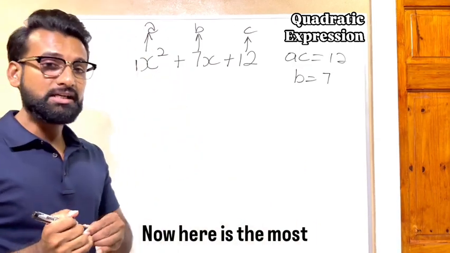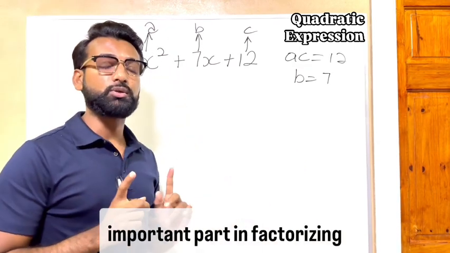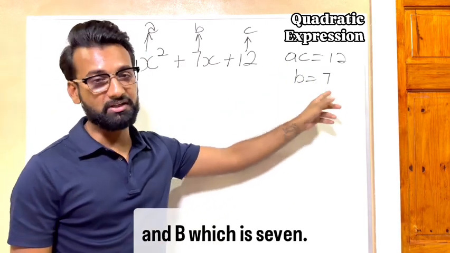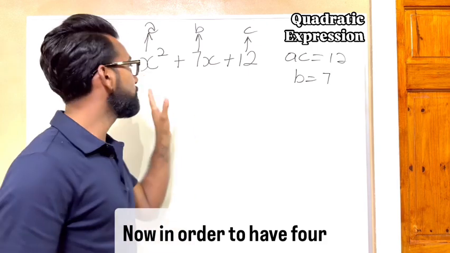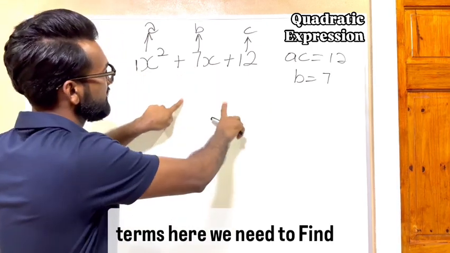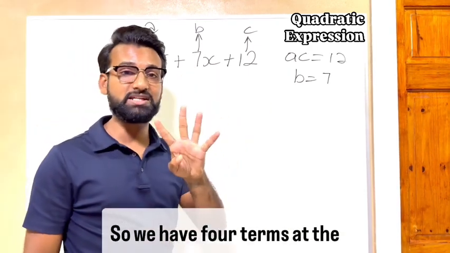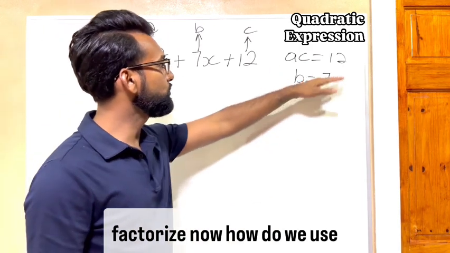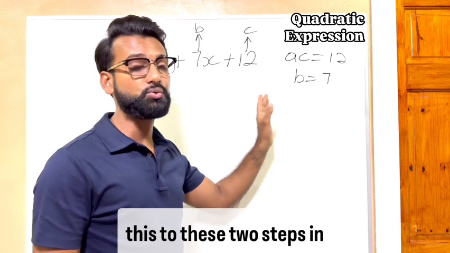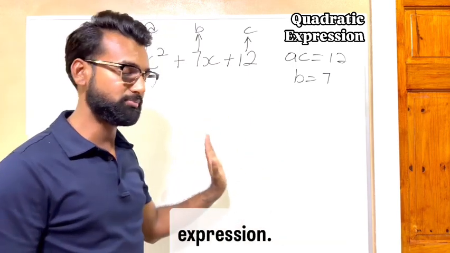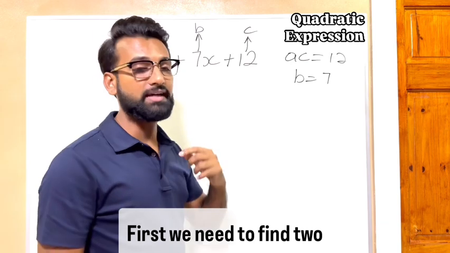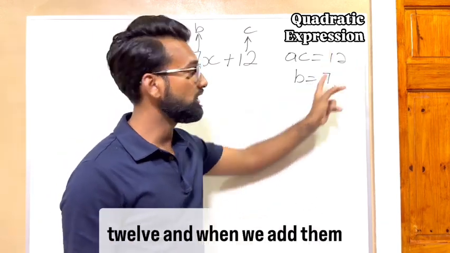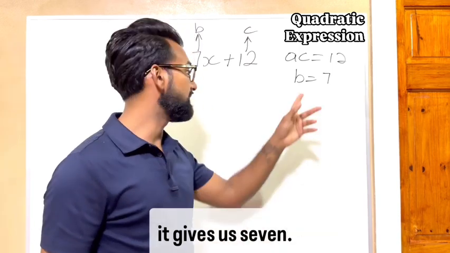Now here is the most important part in factorizing quadratic expressions. We have AC, which is 12, and B, which is 7. In order to have four terms, we need to expand the middle term. So we have four terms at the end of the day, and we can factorize. Now, how do we use these two steps in order to factorize? First, we need to find two integers that when we multiply them, give us 12, and when we add them, give us 7.